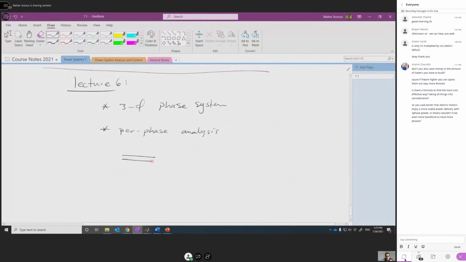You can have 3 phases between 2 towers. Or for the same tower, you can actually carry double circuits, like this. So we can have phase A, B, and C, and another circuit here carried by the left side of the tower. So this is the first circuit, and this is the second circuit. Okay.